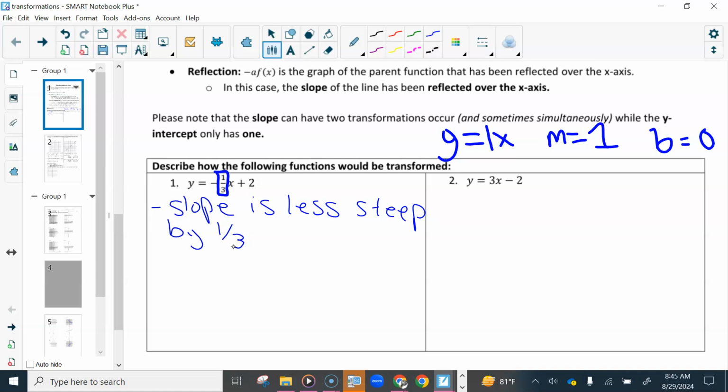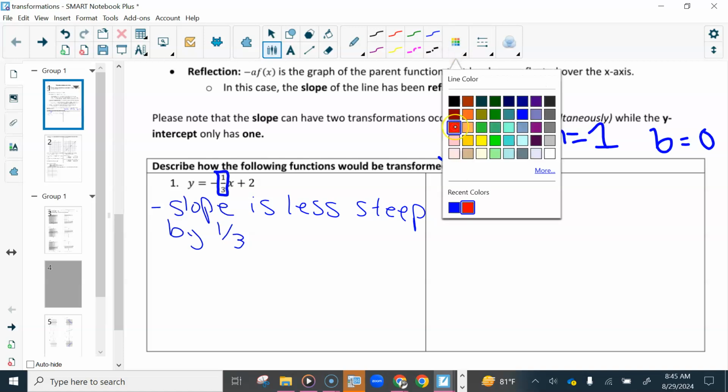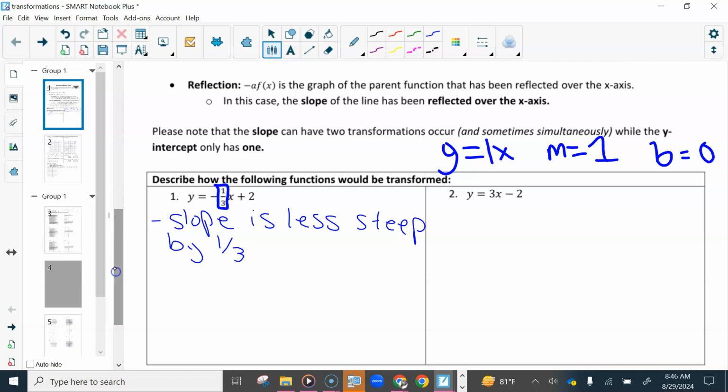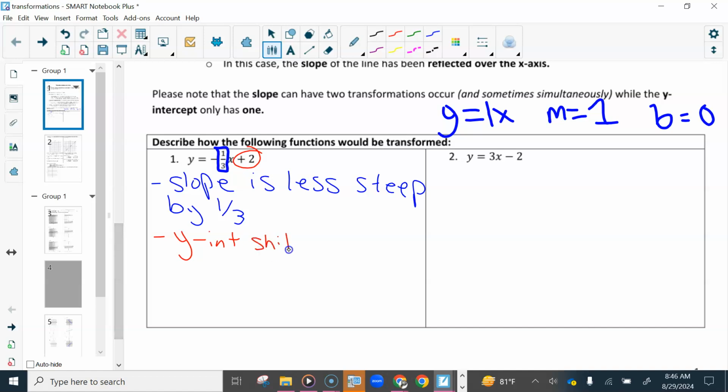What else changed? The y-intercept. Okay, so it was 0, it's now 2. Looking back at our words for vertical translation and what the y-intercept is doing, what did it do? It shifted up because it's a plus 2. So I can say the y-intercept shifted or translated up 2. When we describe these, we have to say what is being changed, the slope or the y-intercept, and by what. Is it steeper, less steep, shifted, and by how much? We have to use all of those words when we describe.